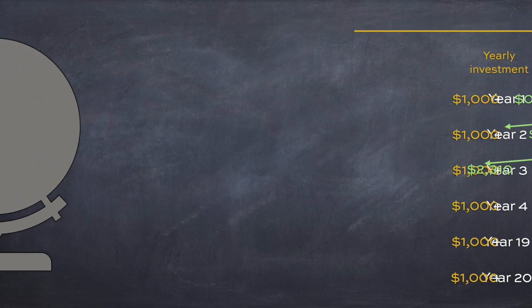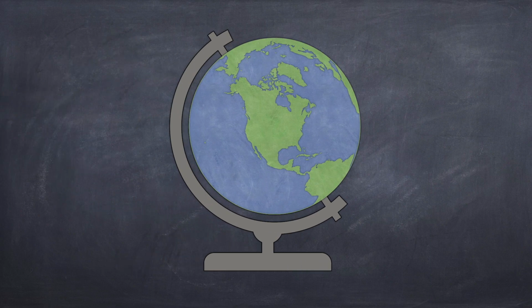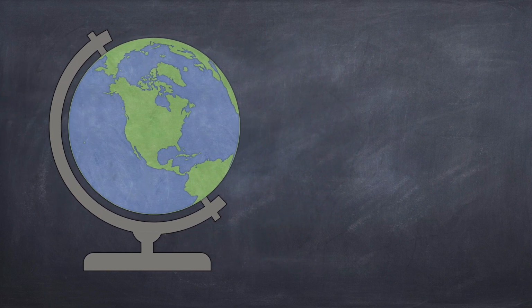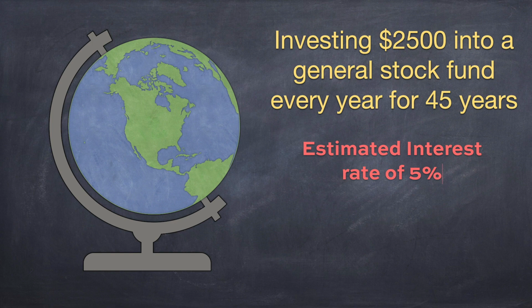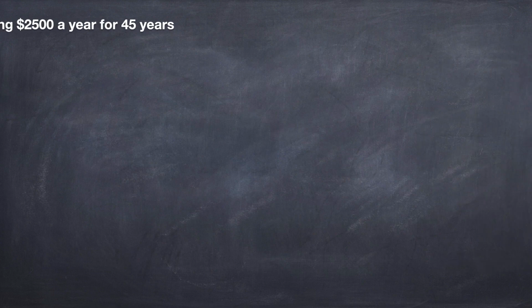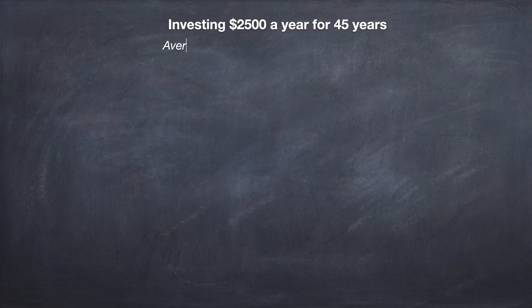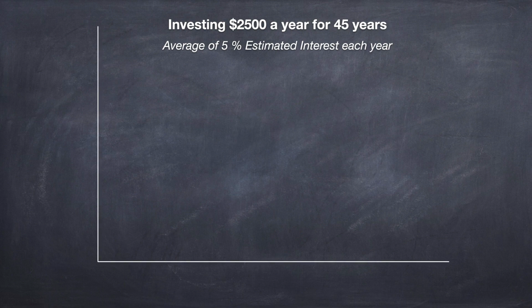Let's move on and look at our real world example from last time, and we can see this exponential growth occur. So we looked at if we're going to invest $2,500 into a general stock fund every year for 45 years, and our estimated interest rate was 5%. And again, this gives you a visual look at the exponential account growth. So again, $2,500 a year for 45 years with average of 5% estimated interest each year. And so our graph, we got the money in account is going to be in the y-axis and the years invested on the x-axis, and this is how it is on compound interest calculators too.